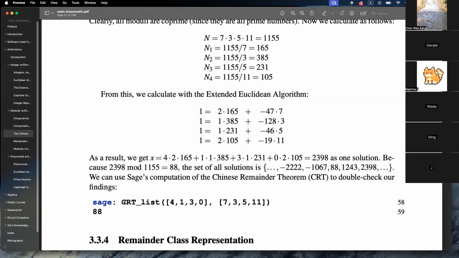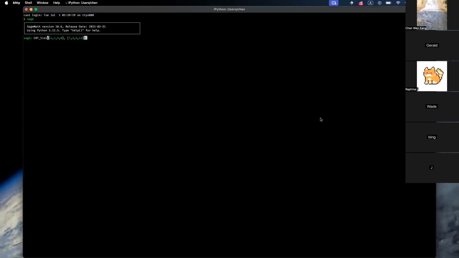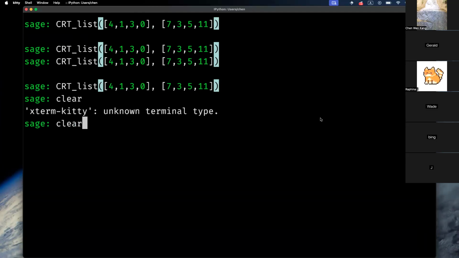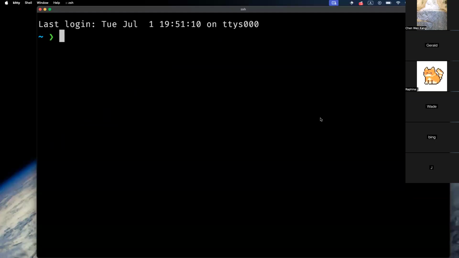And if you have Sage, you can do this. So I'm just gonna copy this. If you have Sage, you can try to do this on your laptop. Okay. Let me just do this. Okay, I need to clear this. Can I clear this? Nope, I cannot. Turn on Kitty again. Sage.